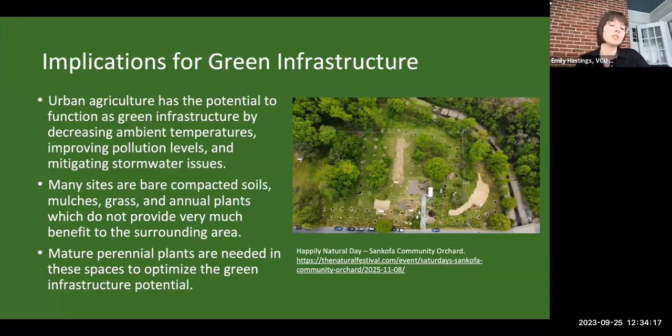And it can also potentially mitigate stormwater issues, particularly trees. They can absorb a great amount of water and help with a lot of urban flooding issues.